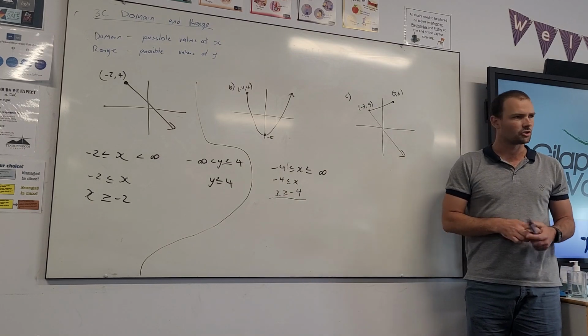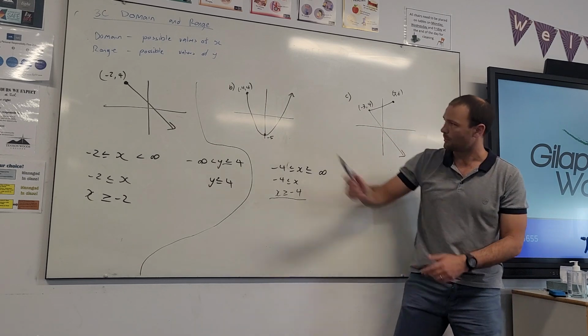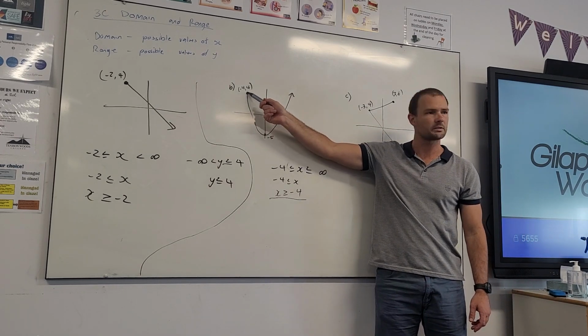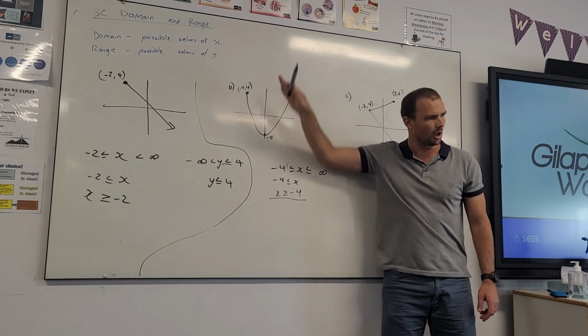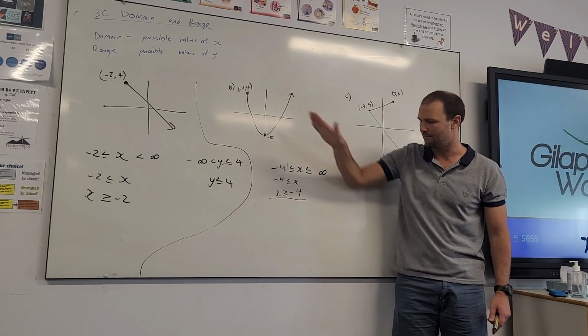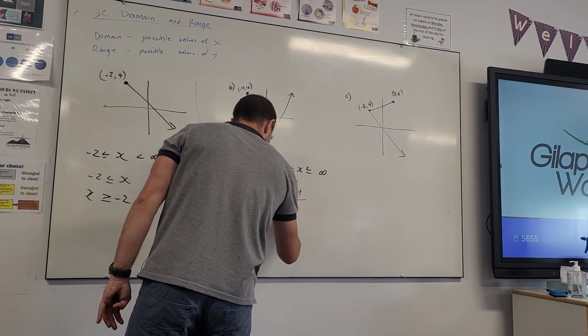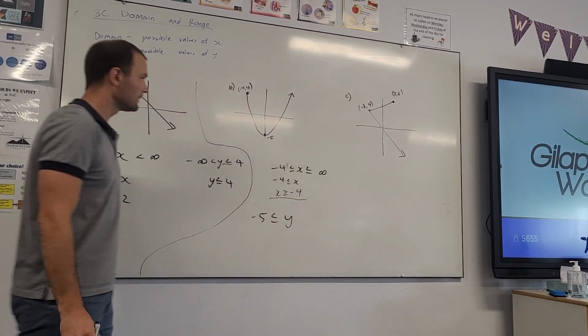For the range, possible values of y, we want the lowest value of y. And so we're not going to use this point because that's not the lowest point on the curve. The lowest point, the lowest possible value, here, -5. That's as low as it goes. And it's included, so we're going to have -5, less than or equal to y.